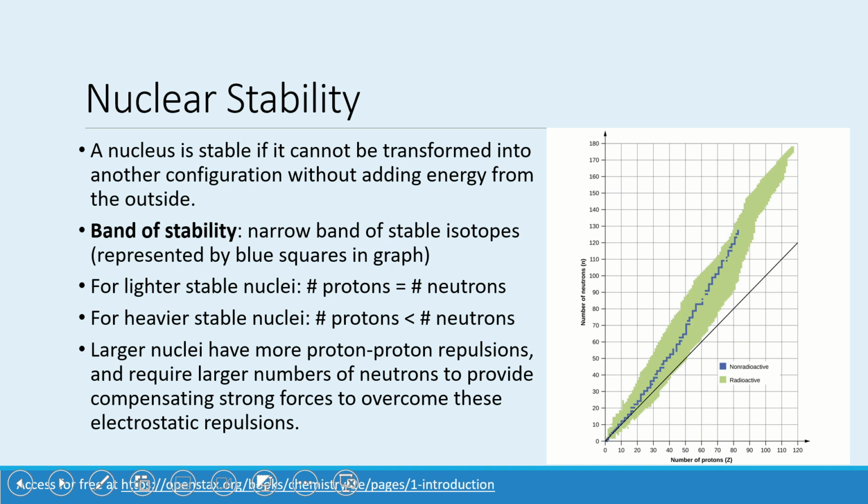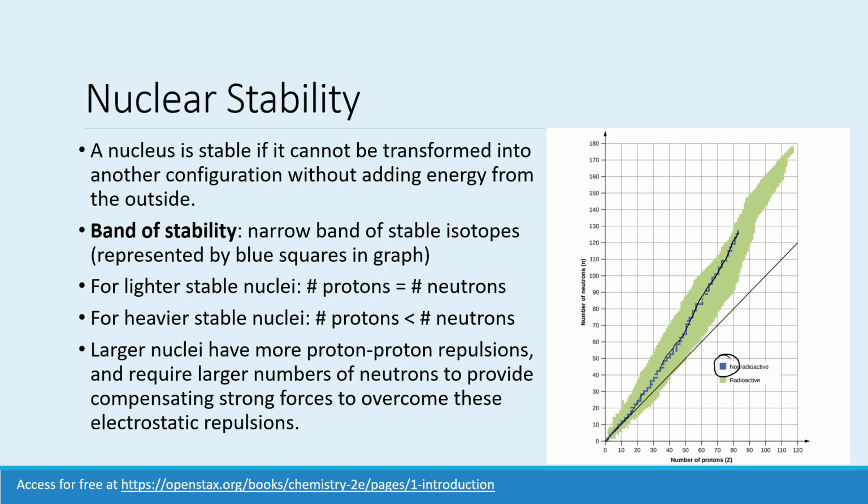So a nucleus is stable if it cannot be transformed into another configuration without adding energy from the outside. And so we get this thing called the band of stability, and you can see that in the graph on the right, and it's represented by the blue squares. And so you can kind of see right there, those blue squares will run right up in the middle of that green band. And it's the blue band that is your band of stability. Okay, the green represents all of your different radioactive isotopes that will either lie above or below that band of stability.